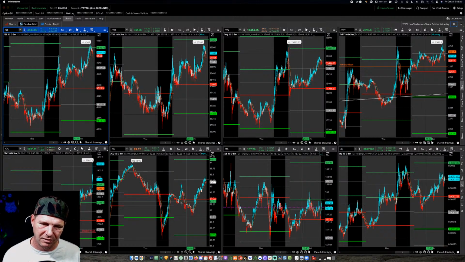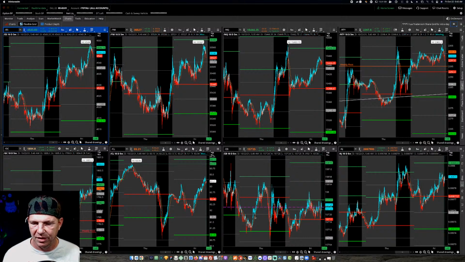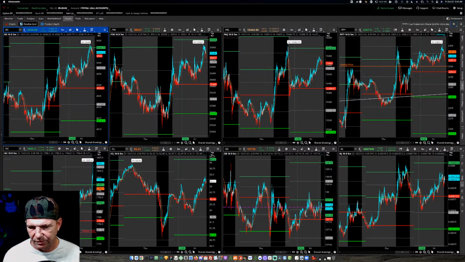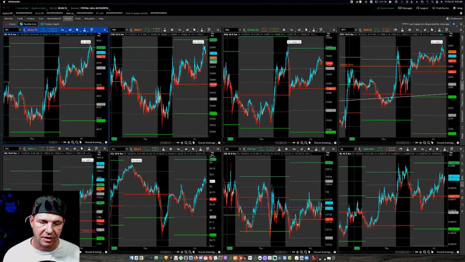Crude's doing kind of a choppy thing. Faded yesterday into the mid of the day and then started rallying since then. If it takes out 84, things will get super interesting with crude. Bonds are chopping on the way down. This is TLT, if anybody's interested. TLT is a little snitch. So if TLT is fading, the ES usually rallies and they're inverse.